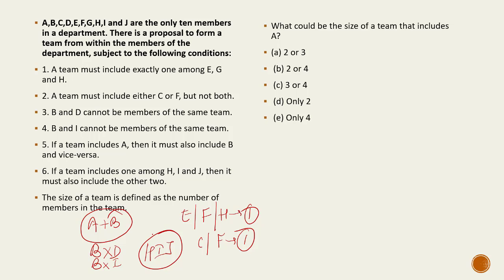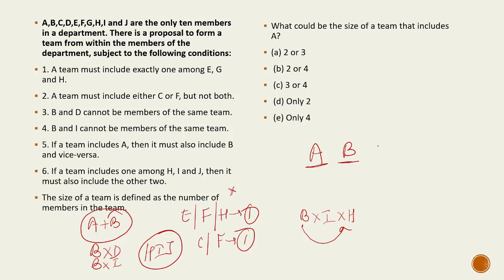What could be the size of a team that includes A? Now, I have to ensure that A is a member of the team. The moment I take A, I'll have to take B because they are appearing together. If I'm taking B, D and I are ruled out. And if I is ruled out, I cannot take H. You need to understand, B cannot go with I, and I cannot go without H. So if I'm taking B, that's ruling out the possibility of H being there.